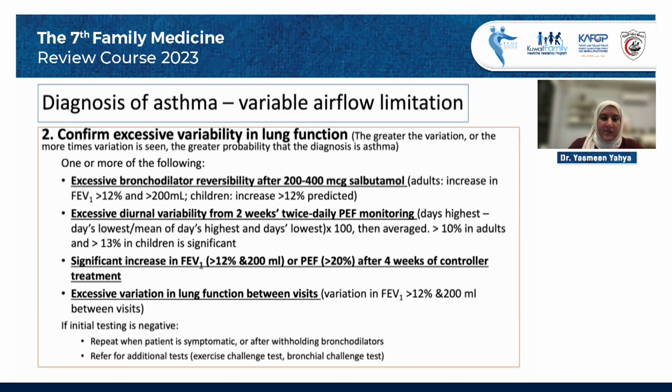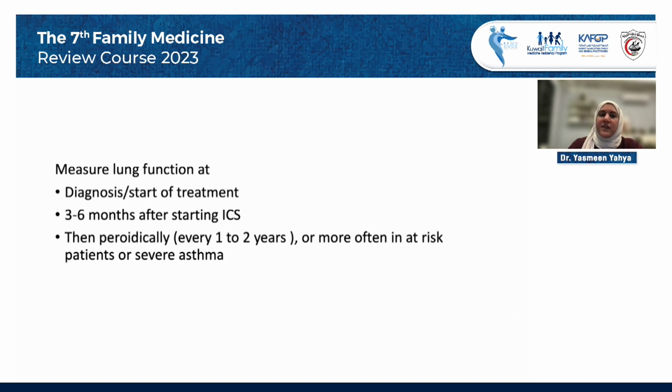If the initial testing is negative, then you might repeat the test when the patient is symptomatic, or when you hold the bronchodilator, or refer for additional tests, which are the exercise challenge tests or bronchial challenge tests. It is advisable to measure the lung function at diagnosis, and then 3 to 6 months after starting ICS, and then periodically every 1 to 2 years or more often.